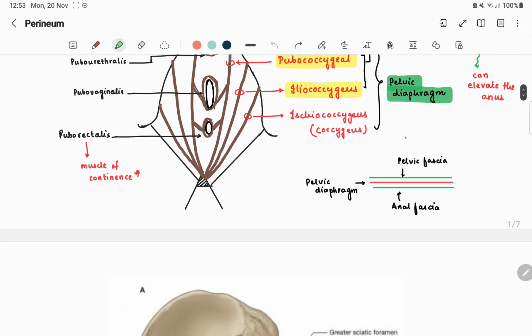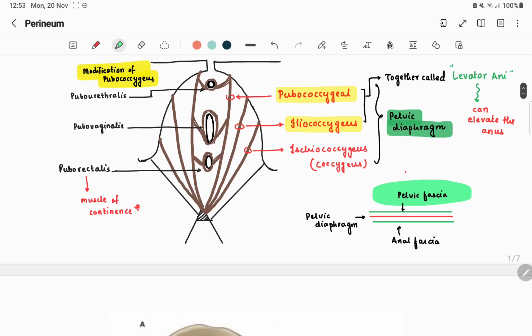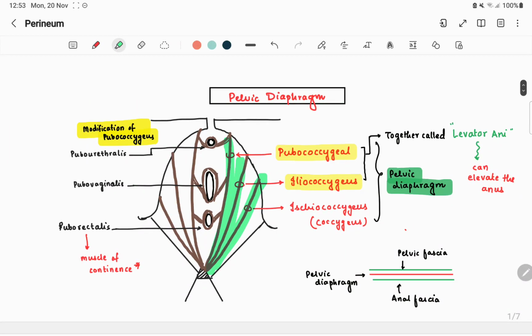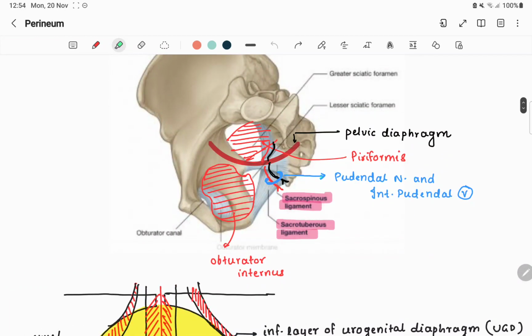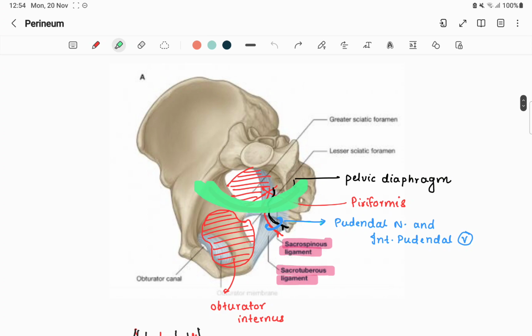The pelvic diaphragm is bounded on the superior surface by the pelvic fascia, and the inferior surface by the anal fascia, and these muscles are forming the pelvic diaphragm. Let's say this is the pelvic diaphragm. We have a muscle which is in the upper position of your pelvic diaphragm. Superior to your pelvic diaphragm is the piriformis muscle.